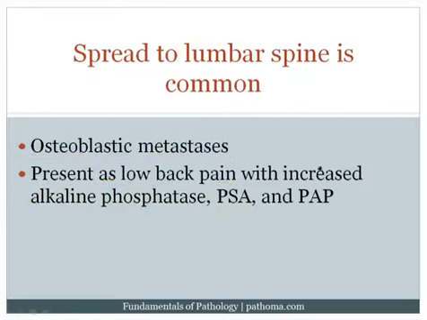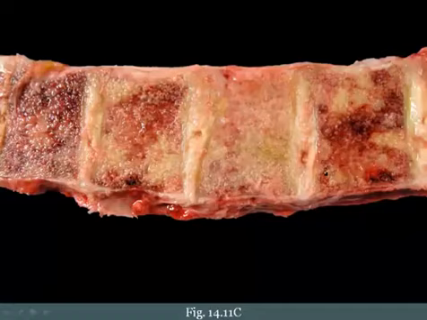In addition, we might see an elevation of PSA or the prostatic acid phosphatase, both of which are serum tumor markers for prostate cancer. Here's a picture of the osteoblastic metastases involving the lumbar spine, and so you can see this area of sclerosis within the spine.